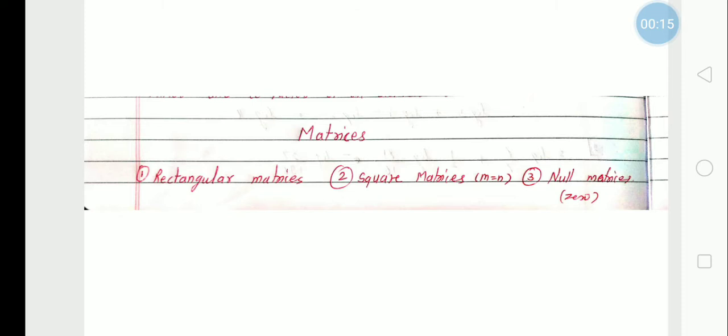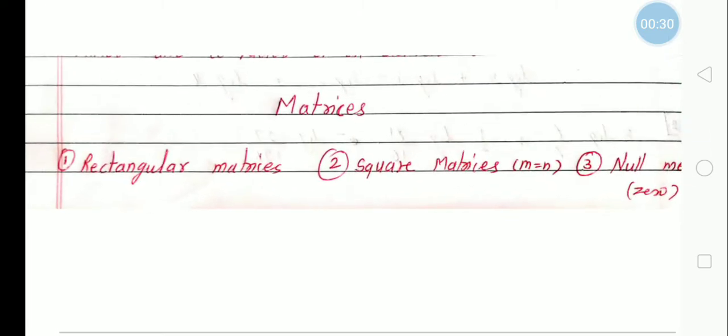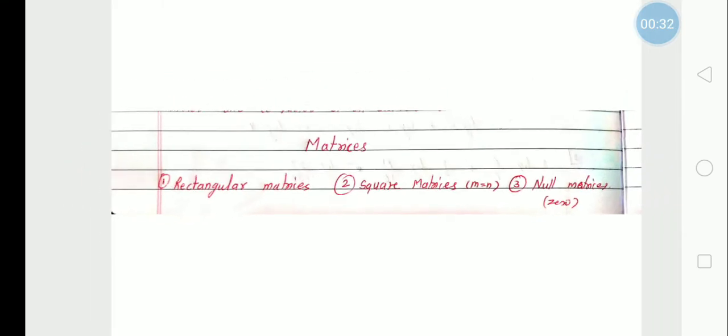So let's start. In this matrix topic, we are studying that there are three types. First is rectangular matrix, second is square matrix, where m cross n, both are equal, and third is null matrix, meaning zero matrix. In this zero matrix, all elements are zero. This matrix is called a null matrix.